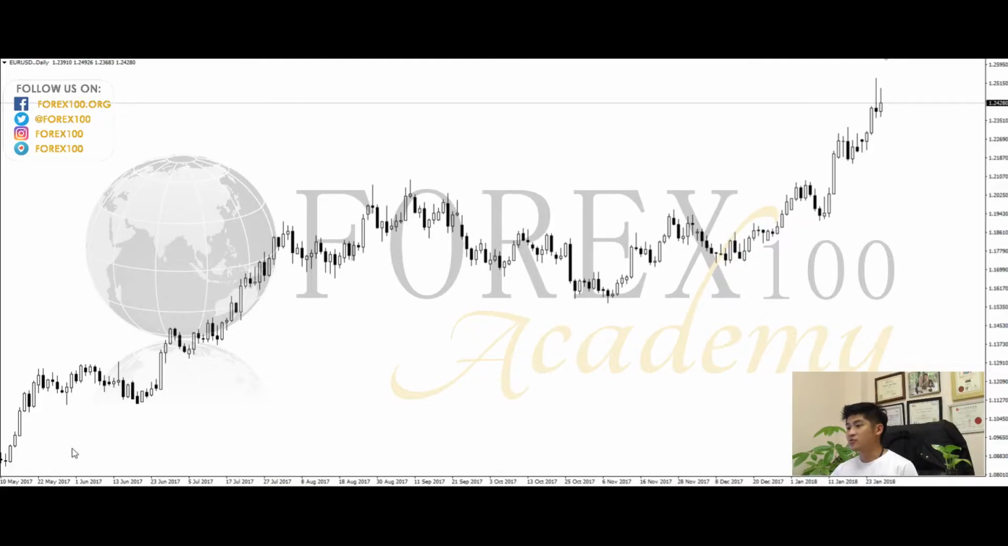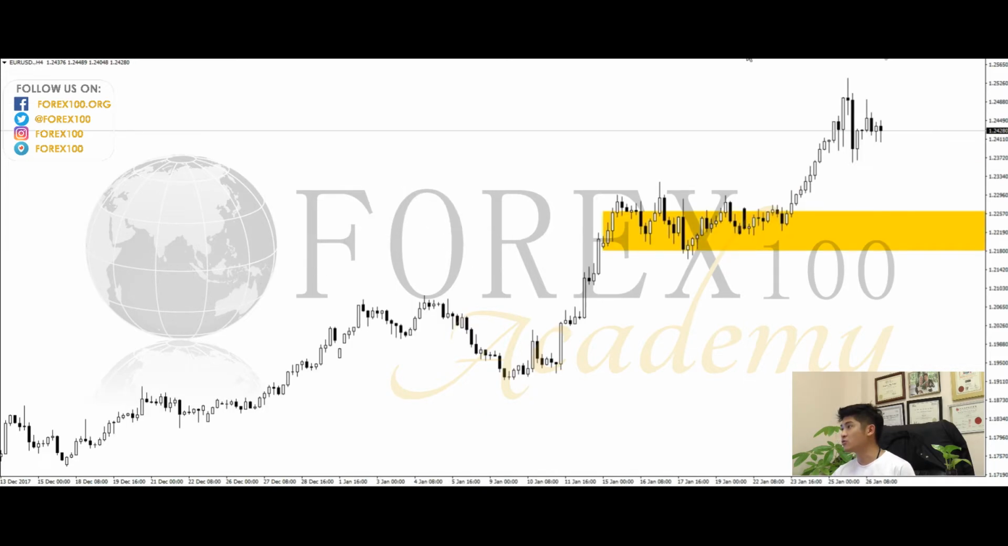So this is on euro dollar itself. You can see the market is moving higher and higher, and yes, it is on a bullish movement. So we are looking for an opportunity to long the currency pair, and this is exactly the price range I'm looking to long the currency itself, between 1.2187 to 1.2269.